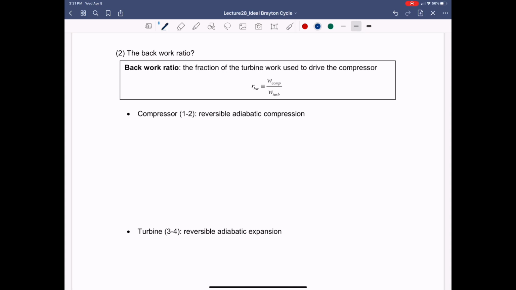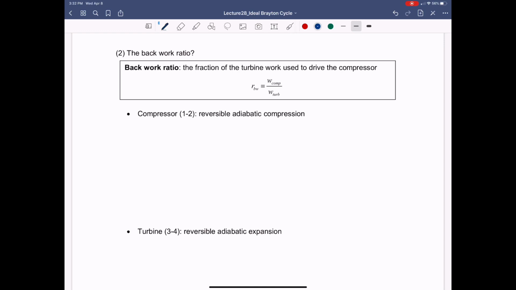We haven't learned about this back work ratio, but I already discussed and explained how the compressor is connected with the turbine. The combusted gas at high temperature and high pressure runs the turbine. And this turbine is connected with the compressor with the same shaft. So what it means is that the power generated by the turbine should run the compressor. Then the remaining portion after we run the compressor should be used as the net amount of work that is produced by the entire gas turbine system.